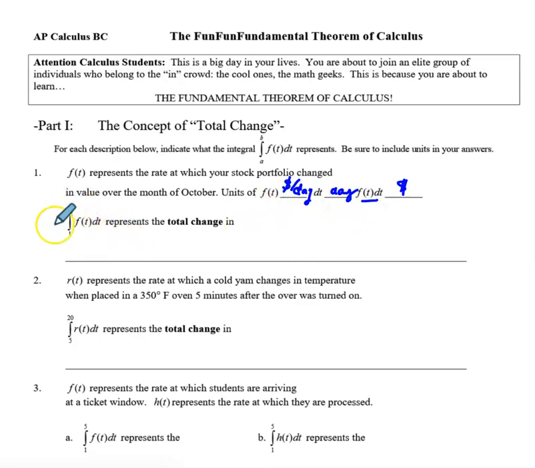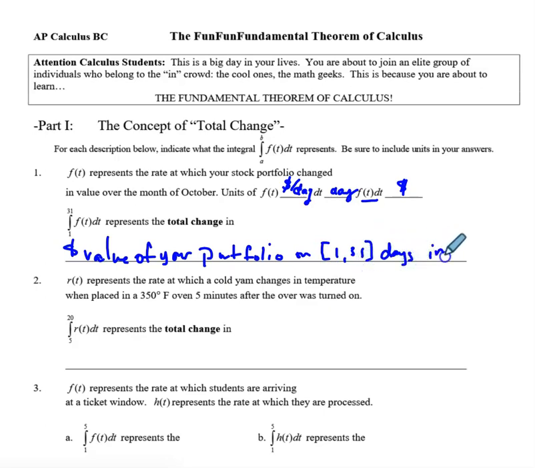And therefore, this integral from 1 to 31 of f of t dt represents the total change in dollar value of your portfolio over the month of October, but let's see specifically on days 1 to 31 in October. So when we integrate this rate in dollars per day, we get just that numerator of total change of dollars, and that's this unit right here.